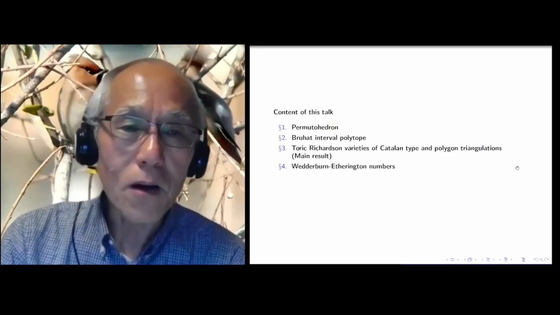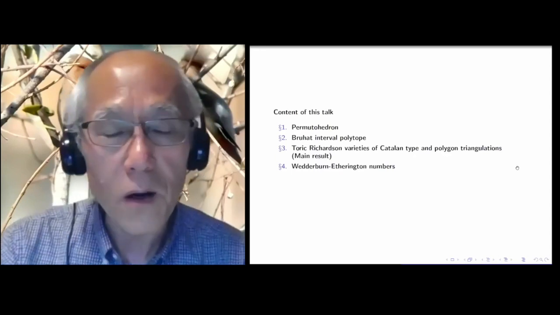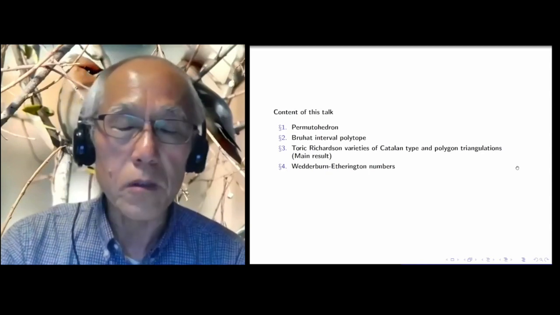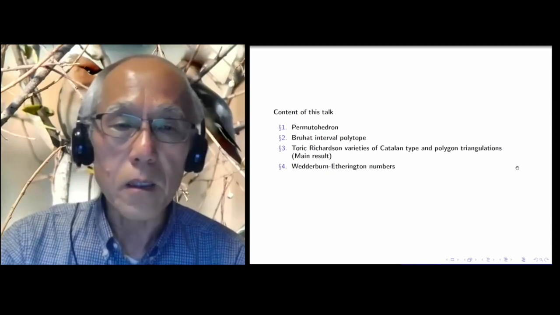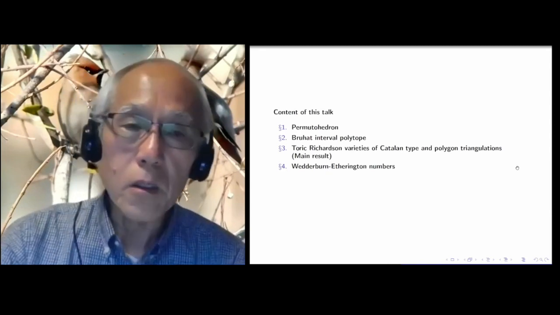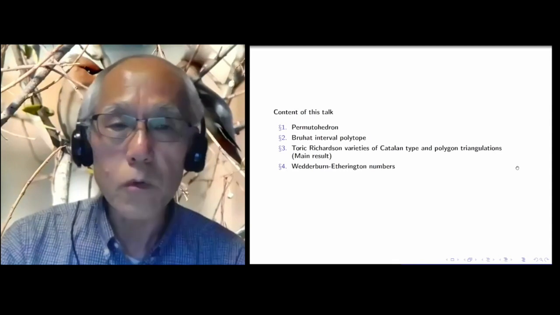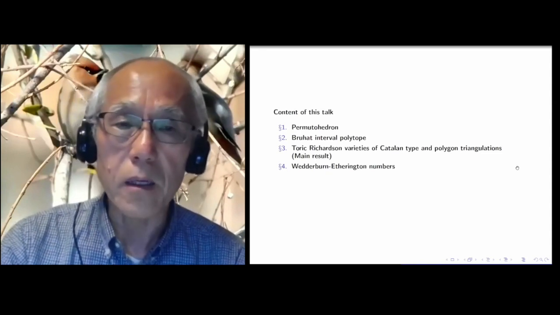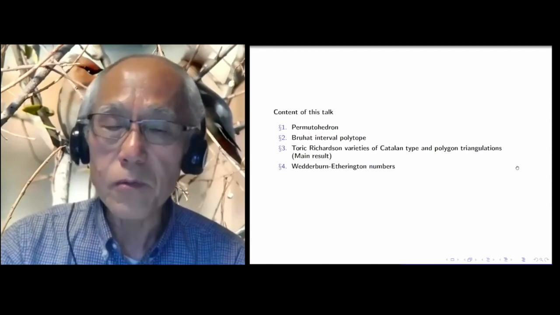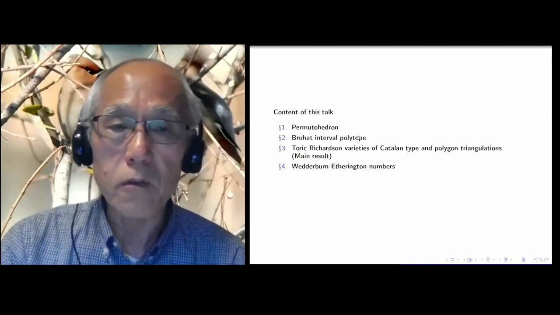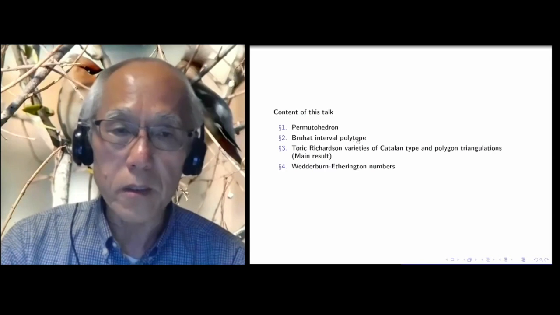So here's the content of my talk. Since this is a colloquium talk, I'll start with the permutohedron, which is a very familiar polytope, and then I introduce the Bruhat interval polytope. The Bruhat interval polytope was introduced in 2015, so 5 or 6 years ago, by Kodama and Williams and also Tsukama. So the Bruhat interval polytope is a rather new object.